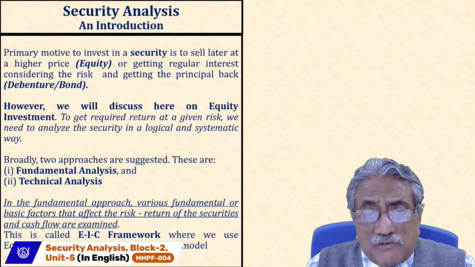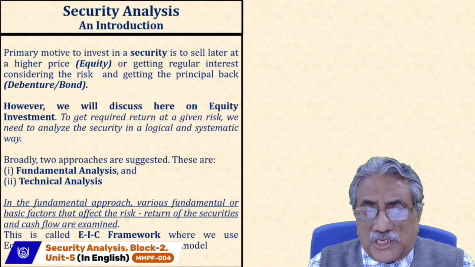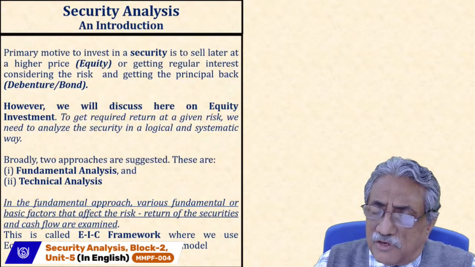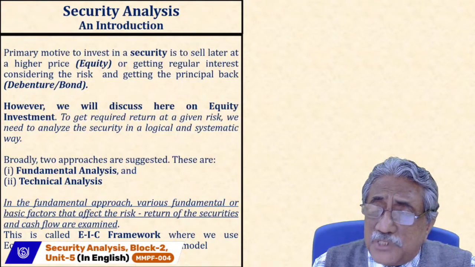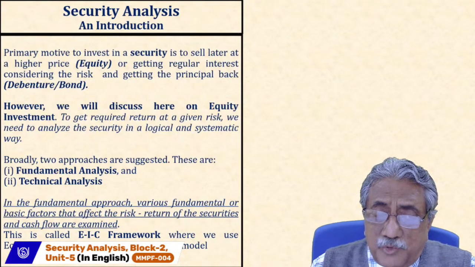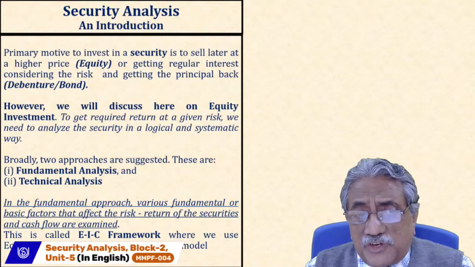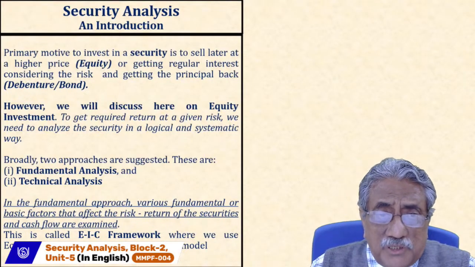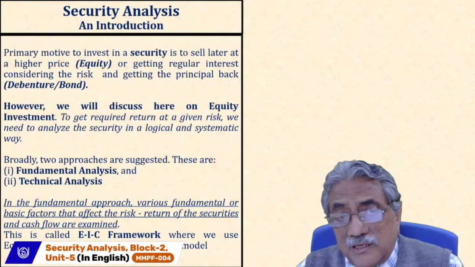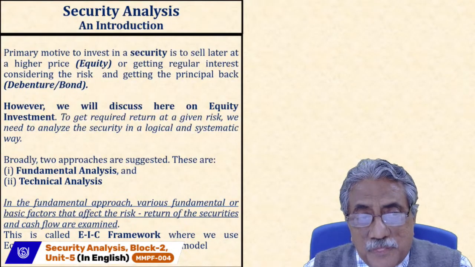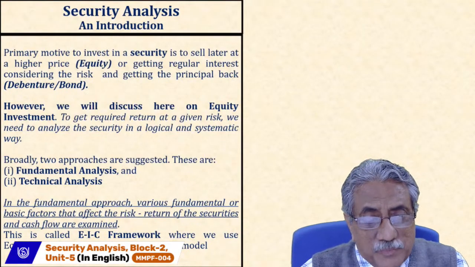To get required return at a given risk, we need to analyze the security in a logical and systematic way. Let me read it out again. To get required return at a given risk, mind my words, this means you are taking a risk. Suppose you want to take a return on DLF, real estate, or you want to take a return on Bajaj Finance or some other finance company. You are taking risk, and whether the return you are expecting justifies the risk you are taking, we need to analyze the security in a logical and systematic way.